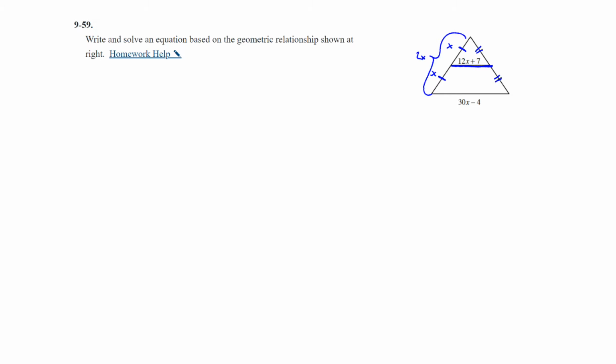So therefore, we should be able to say that 2 times 12x plus 7 is equal to 30x minus 4. And so when we distribute, subtract 24, add 4, and then divide by 6, x is equal to 3.